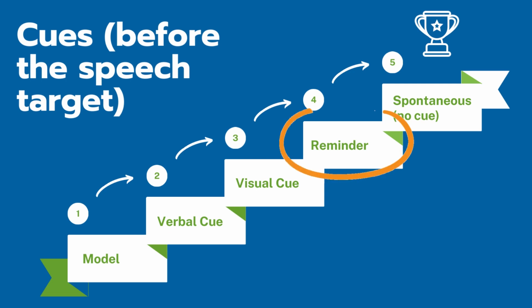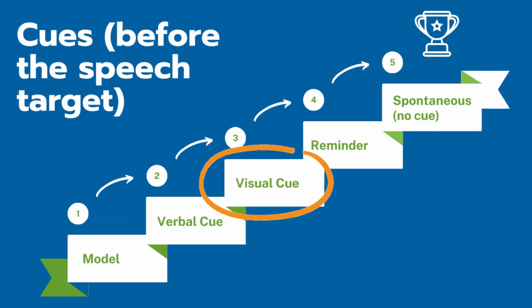Next, you could give a reminder to use the target sound. For example, remember to use your S sound. A visual cue demonstrates the movement or position of the mouth, or it can be a visual sign that you use. For example, an index finger to the lips for the quiet sound, shh.